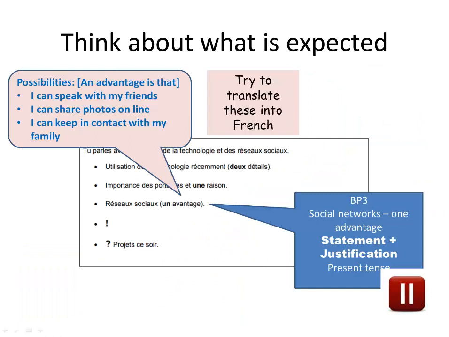So this asks for an advantage, and any question about an advantage you can normally start with saying what you can do, because if you've got something then you can do something, if you haven't then you can't. So I can, and then the infinitive. So for example, I can speak with my friends, I can share photos online, I can keep in contact with my family. Again, pause, write those down, and when you're ready for the answers, then resume.